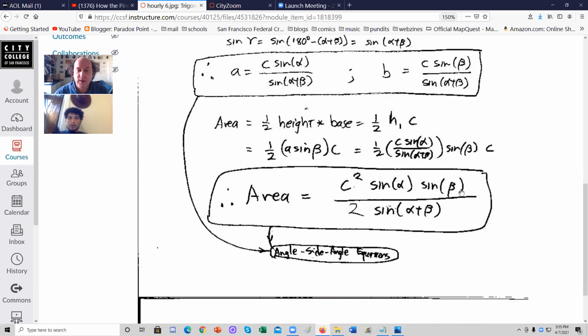And from that, we can get a formula. Here we have the area of a triangle with one side C at angles alpha and beta. And you work it out. This is an angle-side-angle equation for the area of a triangle. Number 6.